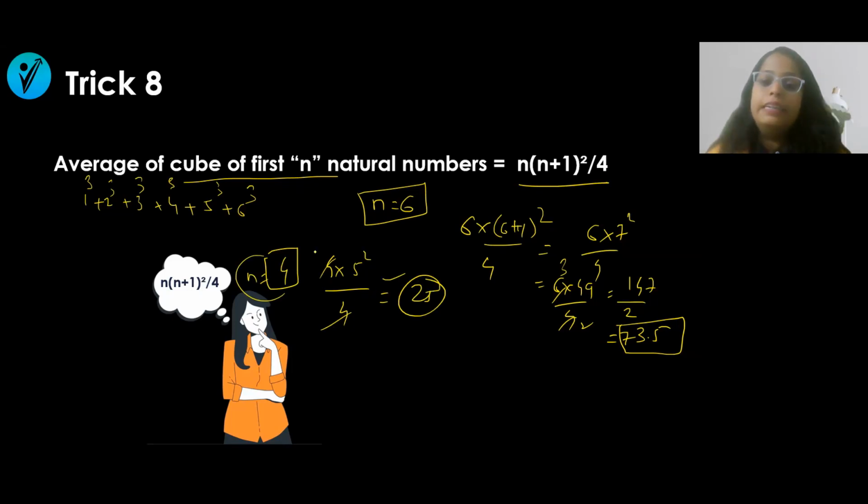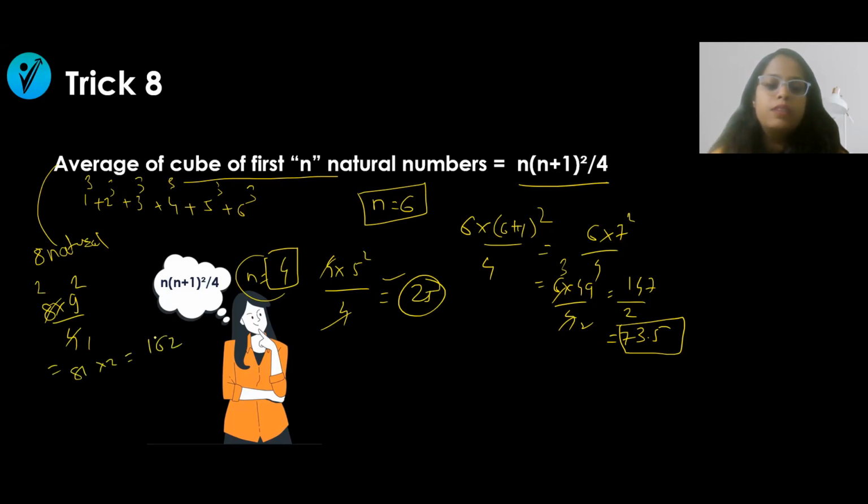If your n is 8, then you will do 8 into 9 square by 4. Suppose the average of cubes of the first 8 natural numbers. So you will take 8 into (8 plus 1), means 9 square, by 4. 4 ones are 4, 4 twos are 8, 81 into 2 will be 162. This will be your average. That's it. I hope you have understood it now.